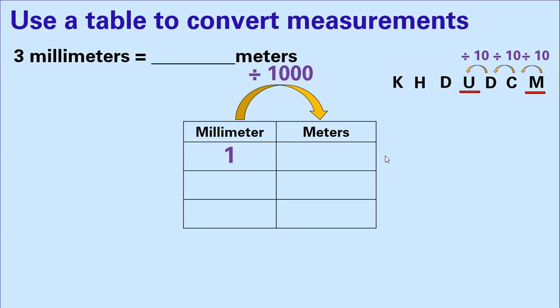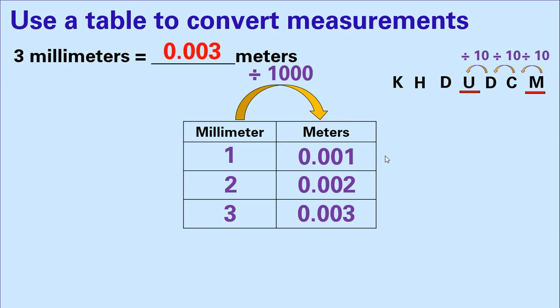1 millimeter divided by 1,000 is 1/1,000th meters. 2 millimeters divided by 1,000 is 2/1,000th meters. And 3 millimeters divided by 1,000 is 3/1,000th meters. So 3 millimeters is the same as 3/1,000th meters.